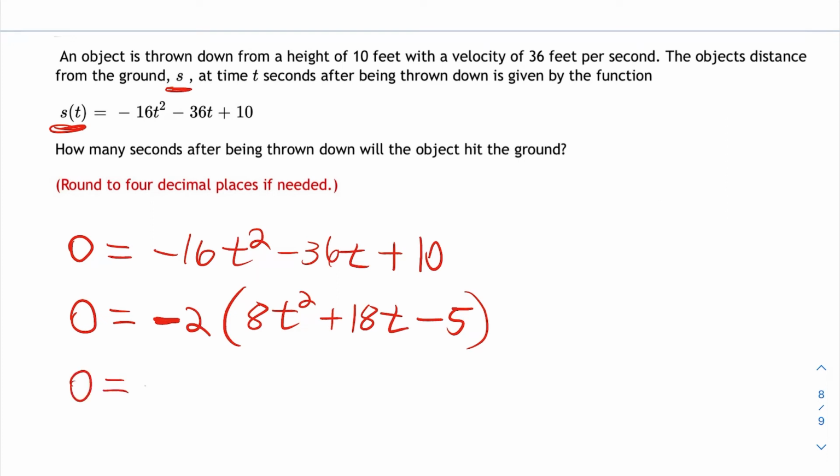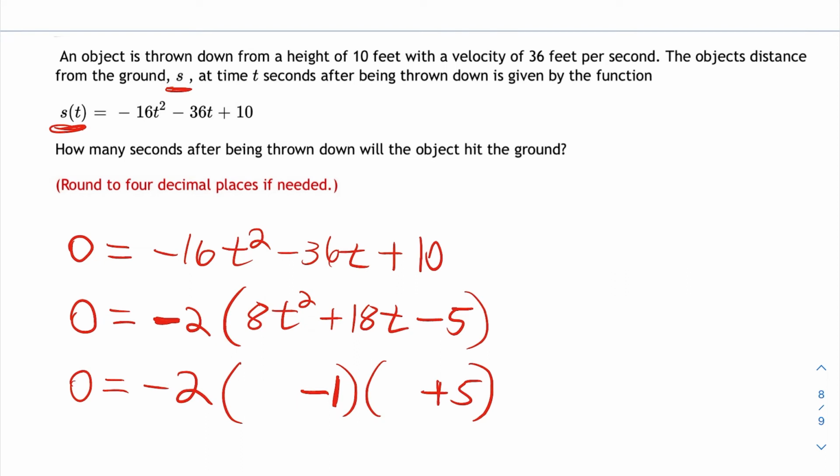So I have a monomial negative 2 factor, and I'm going to look for two binomial factors of that trinomial, 8t squared plus 18t minus 5. Well, the 5, that's easy. It's a prime number. The only way of getting a negative 5 is either with a negative 1 and a positive 5, or with a positive 1 and a negative 5. So let's try this first. Let's try this orientation first.